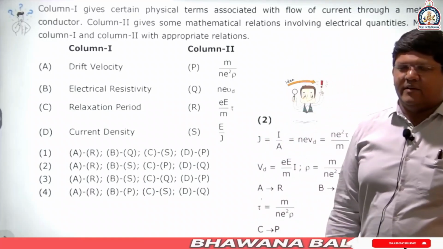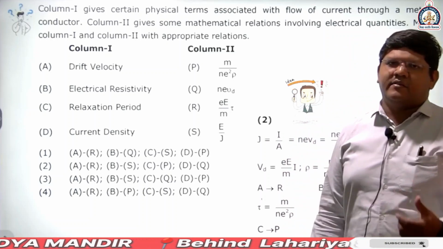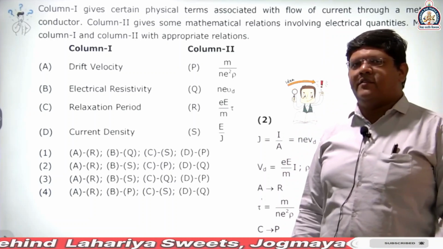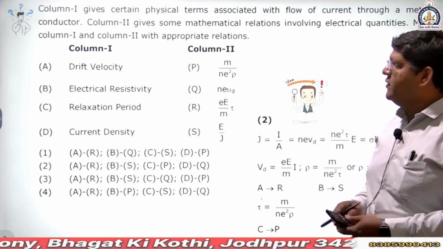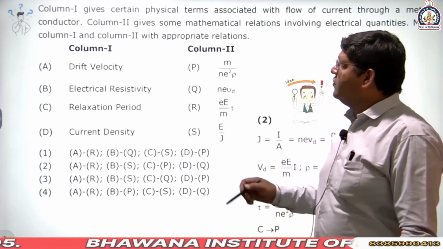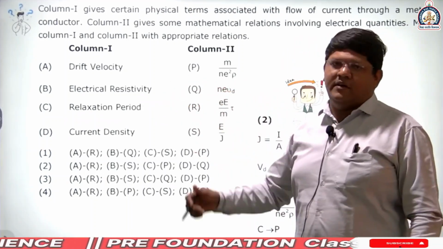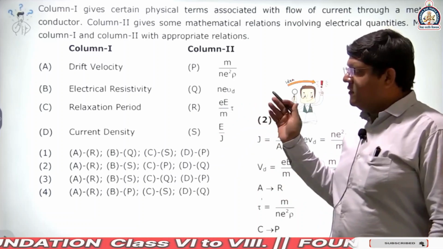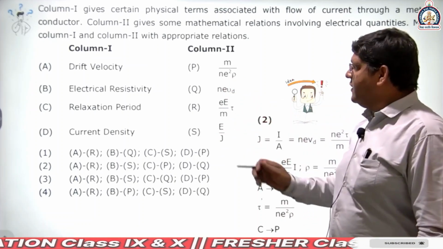Hello my dear students, in continuation of our NEET previous year questions, today we will discuss some more questions that have been asked in your NEET 2021 examination. Today's question is related to your class 12th physics. The question says we have to match the formula with the term. This is one of the simplest questions that can be solved by just matching the correct combination.